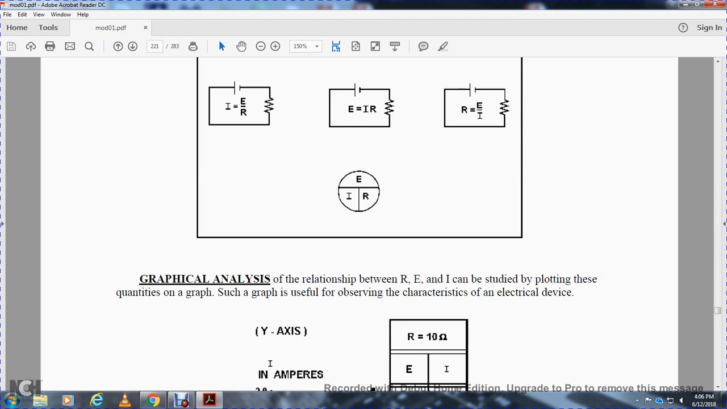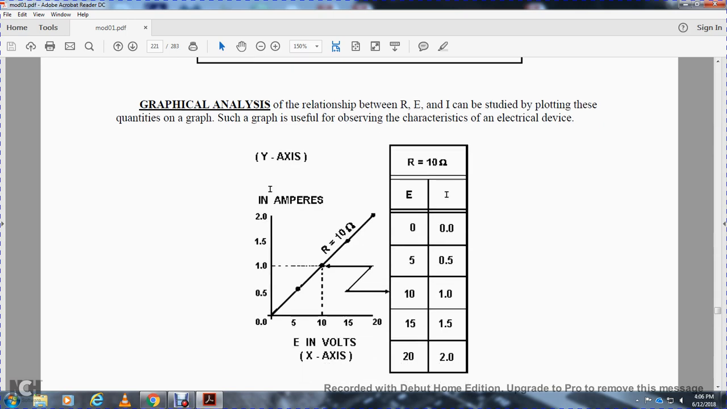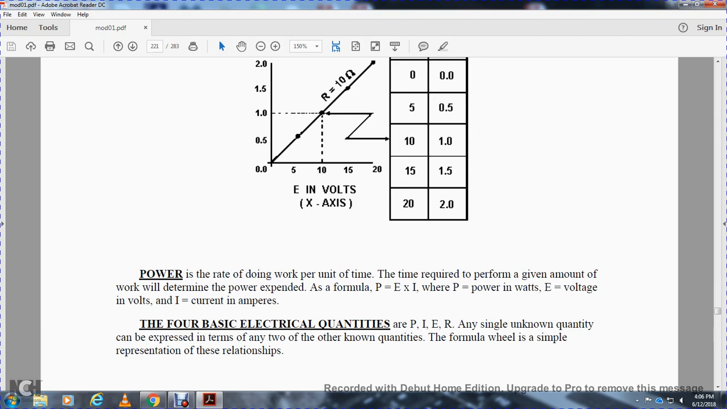Graphical analysis of the relationship of ohms, volts, and amps is done by plotting the quantities on a graph to observe the characteristics of the electrical device. I is the current in amperes on the y-axis, from 0.5 to 2 amps. E is volts on the x-axis, and R is the resistance, for example 10 ohms. Power is the rate of doing work, the amount of work done in the time required.